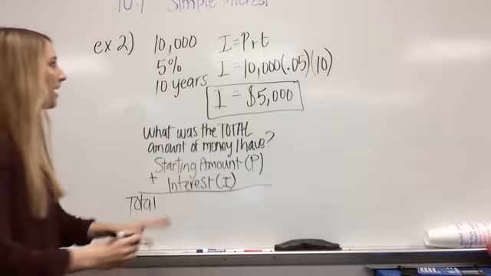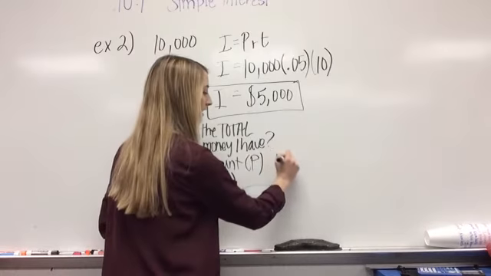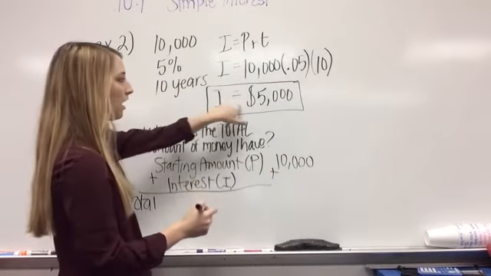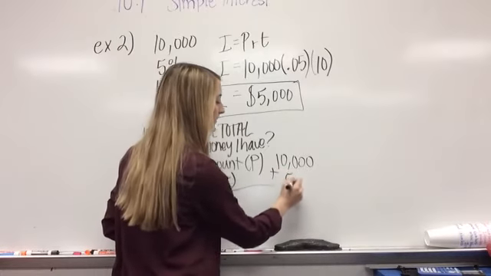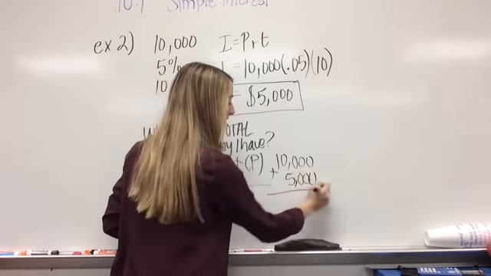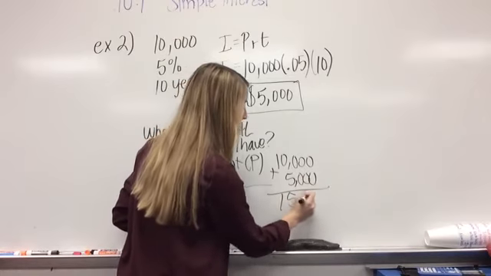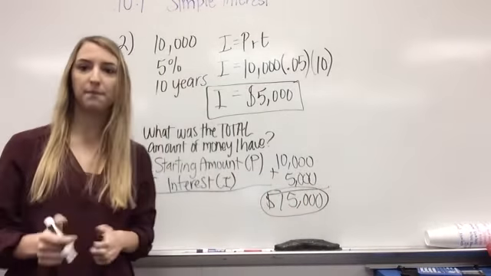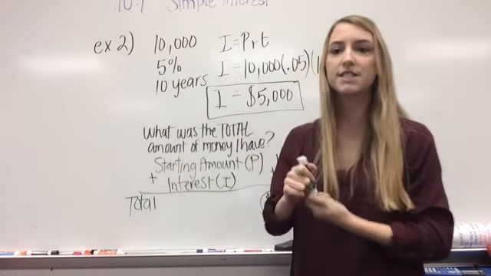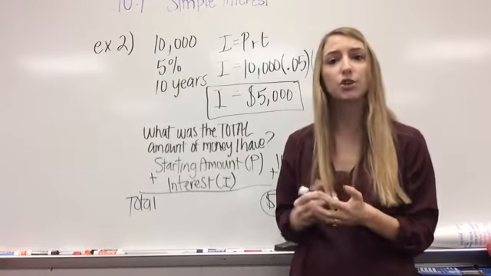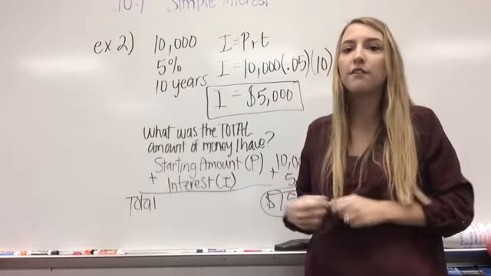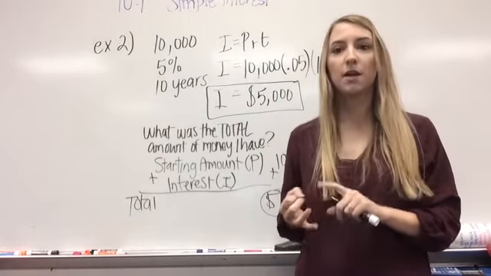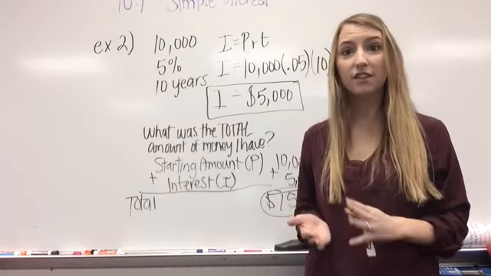Okay, so my starting amount was 10,000, and I'm adding it to my interest that I found, which was 5,000. So that means after 10 years, I now have 15,000. Okay? So the biggest part is finding that interest, and if it ever asks you, what's the total amount of money you have, what's the ending balance, that's when you're going to add the starting plus the interest. That's all there is to it.